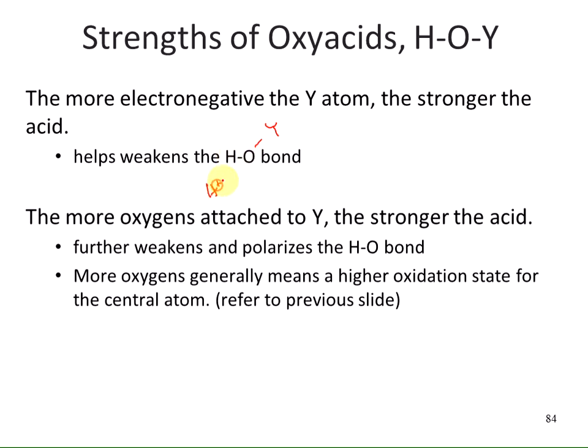And then the more oxygens attached to the central atom, the stronger the acid. Because the oxygens are very electronegative, they pull electron density from that central atom, so it polarizes the bond even further. So it further weakens and polarizes the OH bond. More oxygens generally mean a higher oxidation state for the central atom.